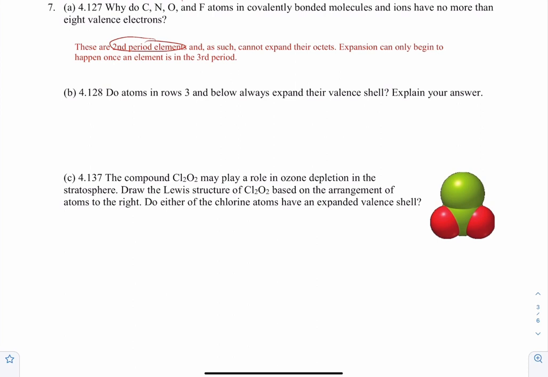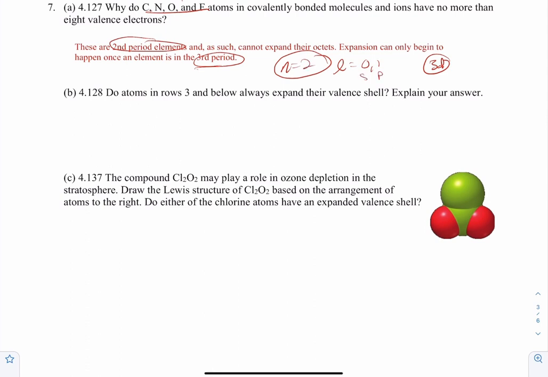So you can only expand once you hit the 3rd period, because when n equals 3, l can be equal to 0, 1, or 2, and 2 are d orbitals, right? So you have access to 3d orbitals when you're in the n equals 3 shell, or the 3rd period of the periodic table. And because they're not there in the 2nd period, they can't do that, right? That's limited to l equal to 0 and 1 when n is equal to 2, and you can only have s or p orbitals open to you.